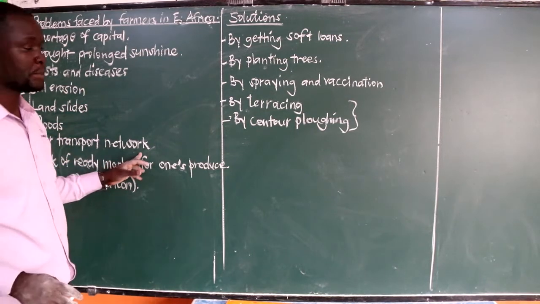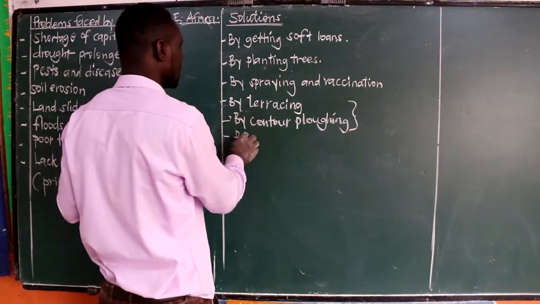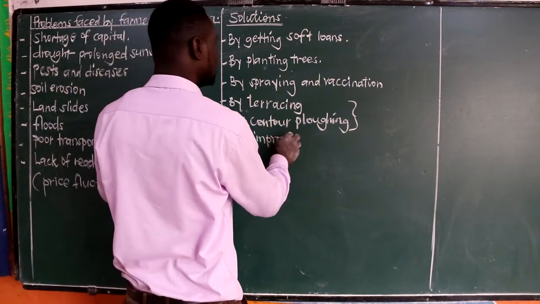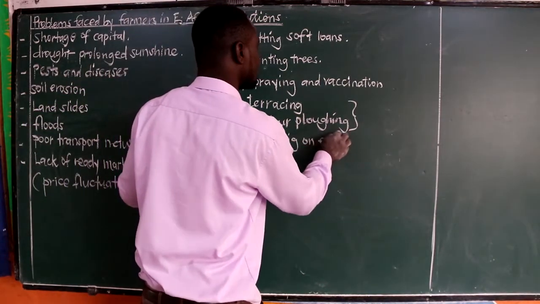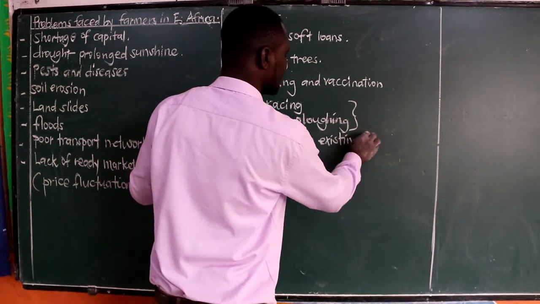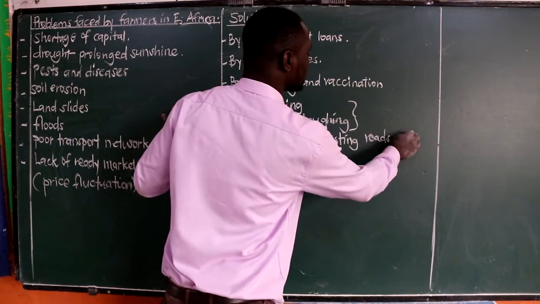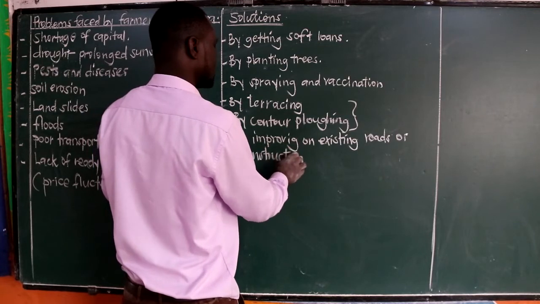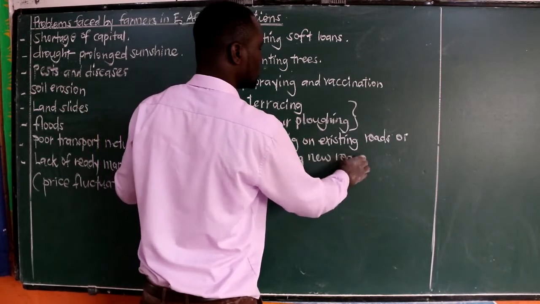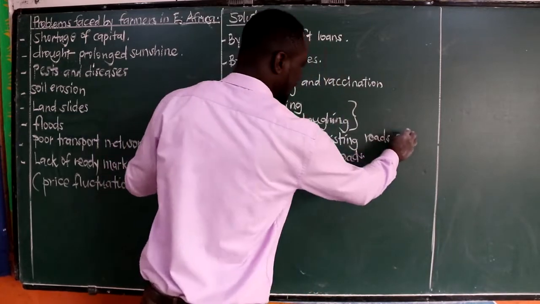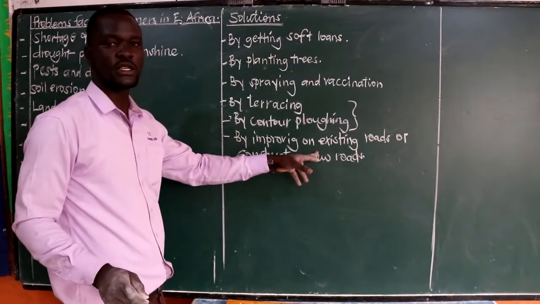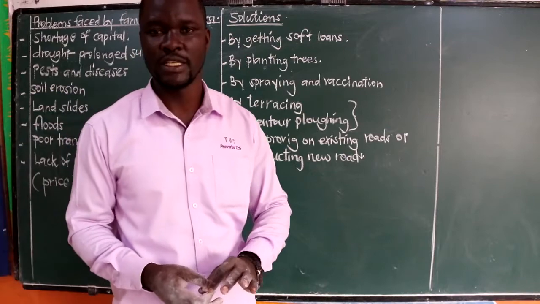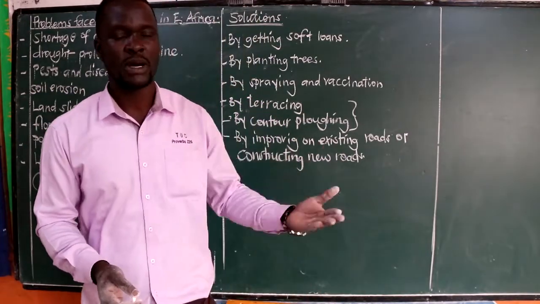Poor transport network, that is solved by improving on the roads. Two things can be done to solve the problem of poor road network: by improving on existing roads, or constructing new ones. So here two options work. The government can improve on the existing roads or construct better ones, that is to ease transportation of these farmers from their areas of production to market areas for sale.